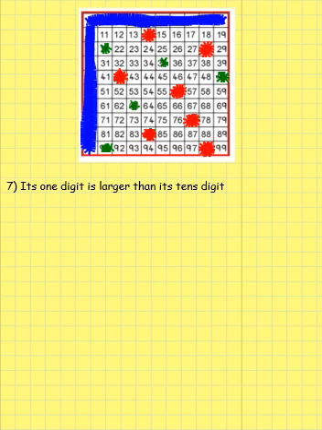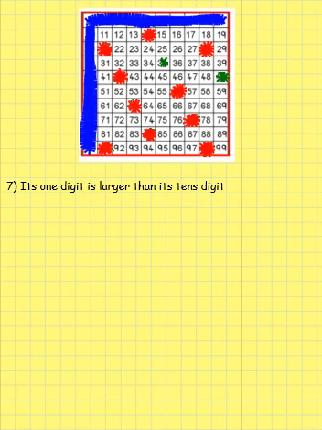35, that would work because 5 is bigger than 3. 49, again, that might work because 9 is bigger than 4. 63, that's not going to work because the 3 is smaller. 91, that's not going to work either. So from there, I should be able to cross out those ones that we've eliminated.